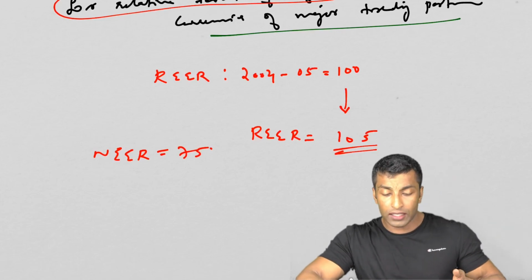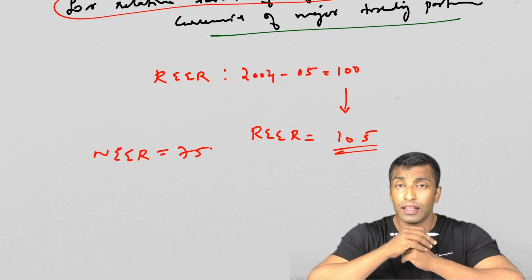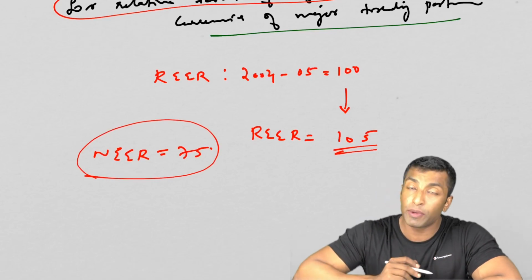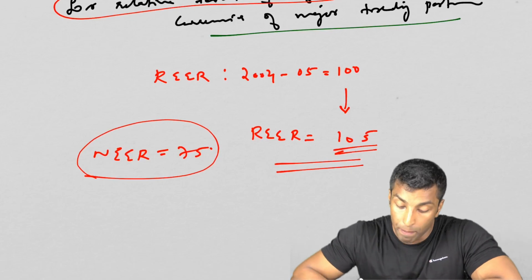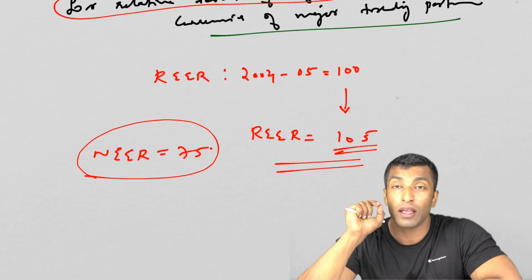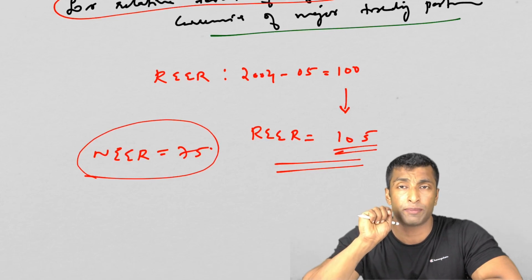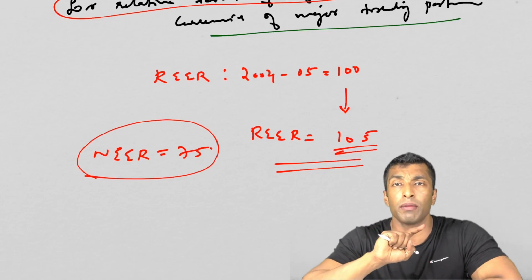So what you can understand from here is, from a foreigner's perspective, the goods in India are actually cheaper because depreciation happened. As per NEER, this is actually going to be cheaper because of depreciation of the rupee. But because of inflation, those items are going to be dearer or expensive. So even though depreciation is there, foreigners can't buy because of inflation.